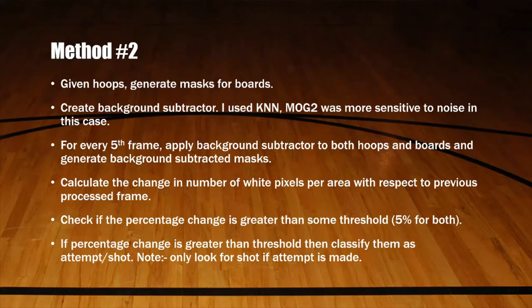Now the next thing is, for every fifth frame, which is our processing rate, we are applying the background subtractor to both hoops and boards, and then we generate background subtracted masks. After we get a background subtracted mask, we calculate the change in number of white pixels per area with respect to previous processed frames, and then we check the percentage. Now here we are doing background subtraction, so the nets below the hoops or different conditions won't matter, as they will be static. They will be considered as background and be given a black color, and only a moving object would have white color. So only the ball would be white, and players might also be white, but we are applying the mask on the hoop, so players won't reach that level, and if they reach, then the ball will also be with them.